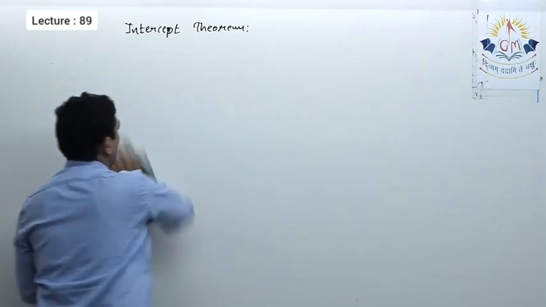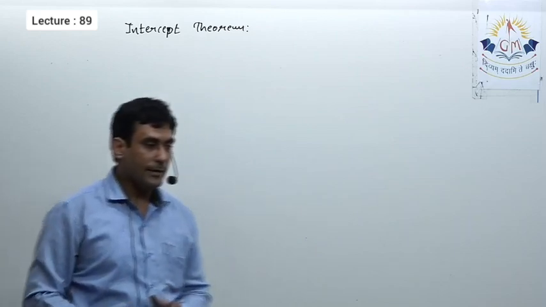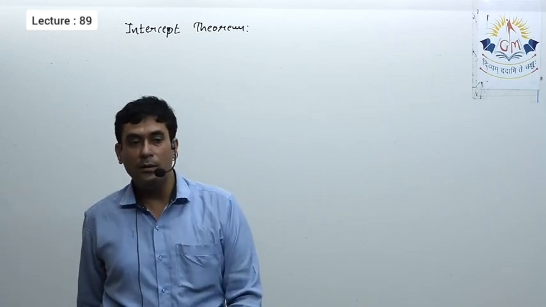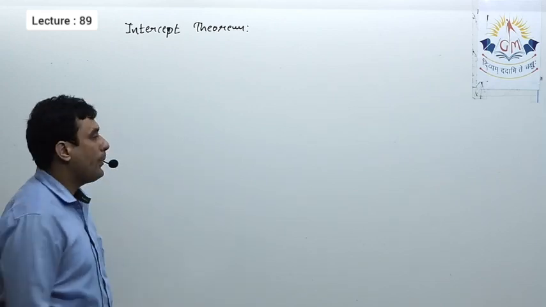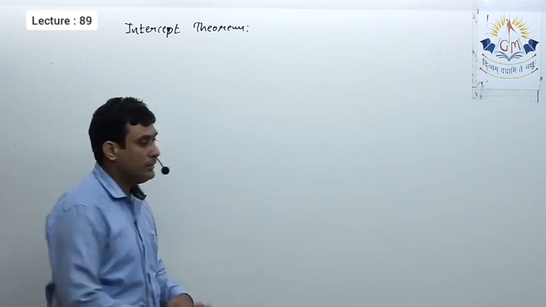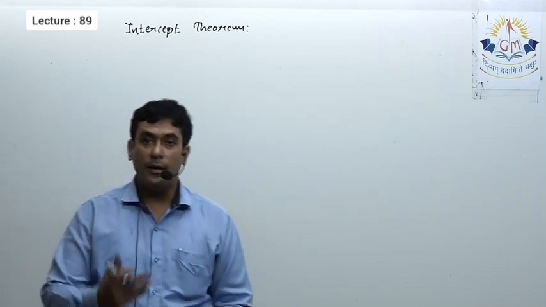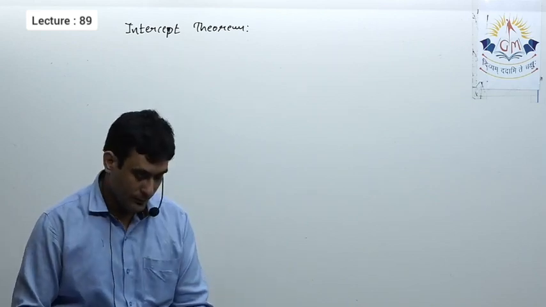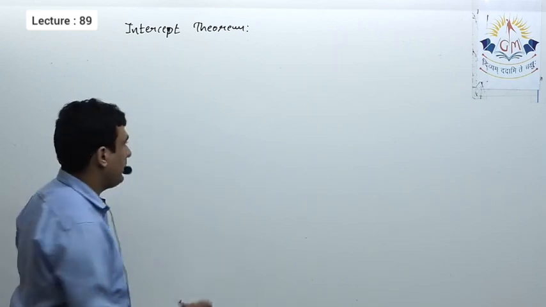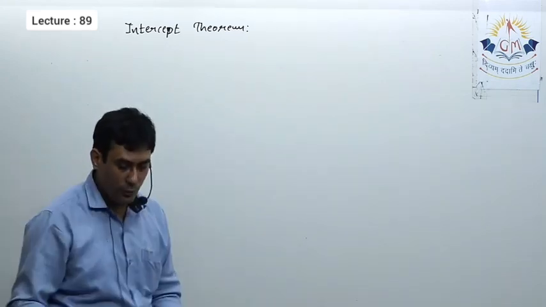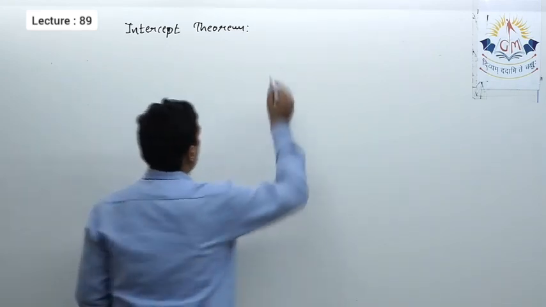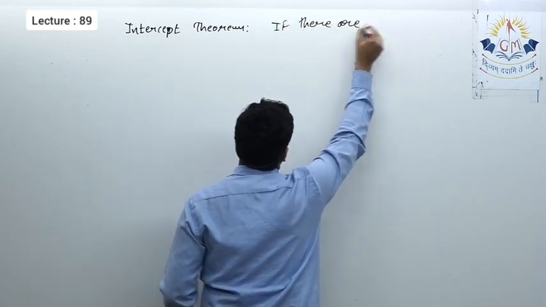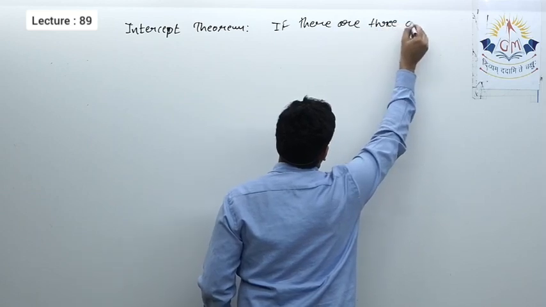The intercept theorem says that if the intercepts made by one transversal between three or more parallel lines are equal, then the intercepts made by another transversal between those parallel lines will also be equal. It says if there are three parallel lines, actually it should be three or more.